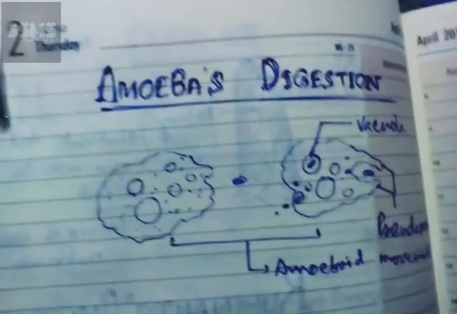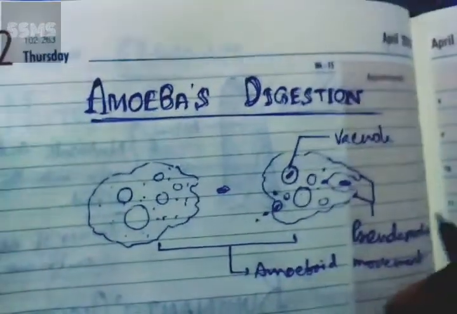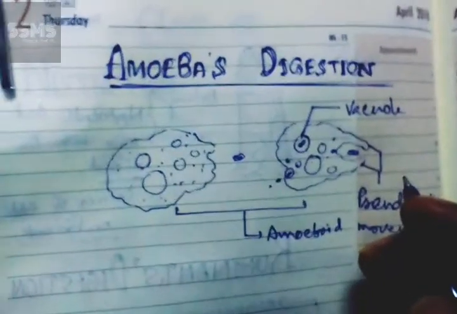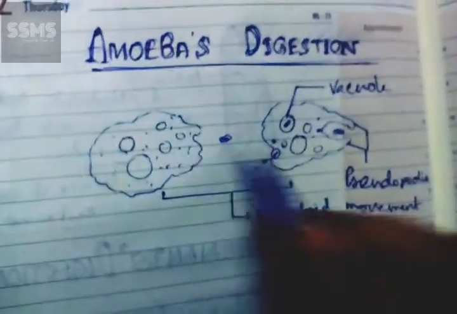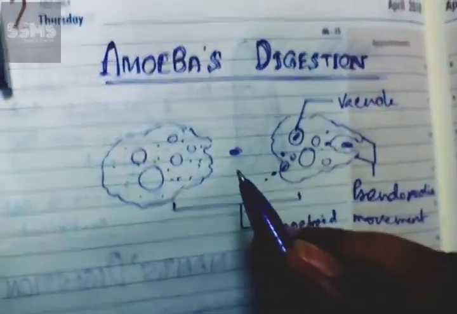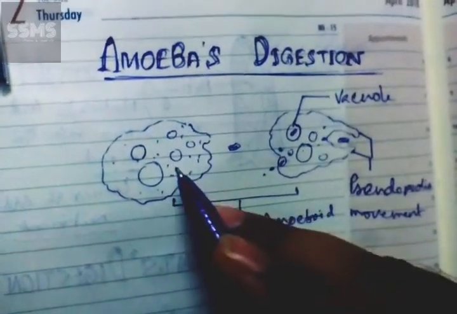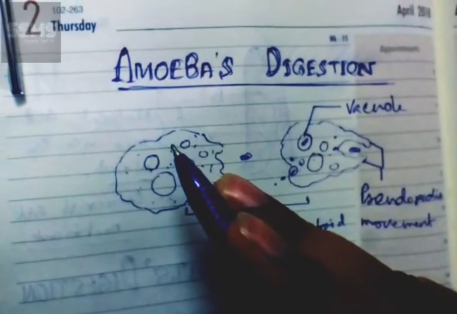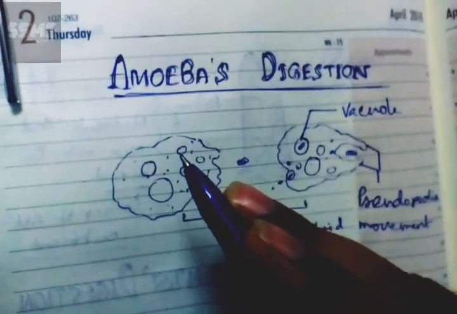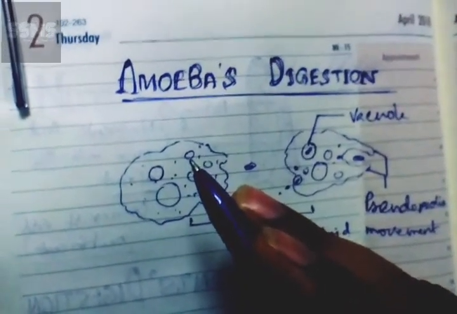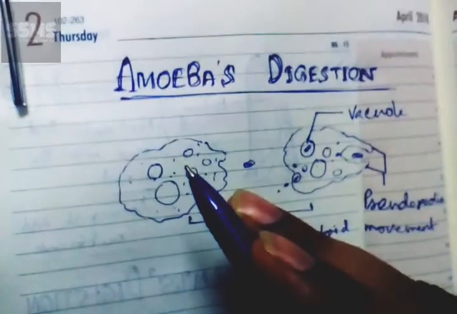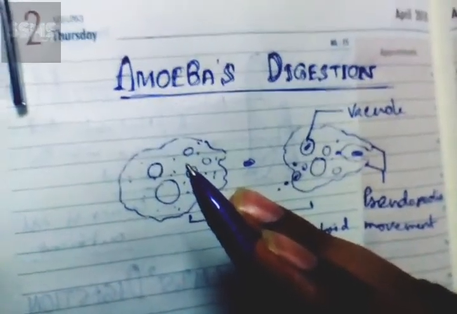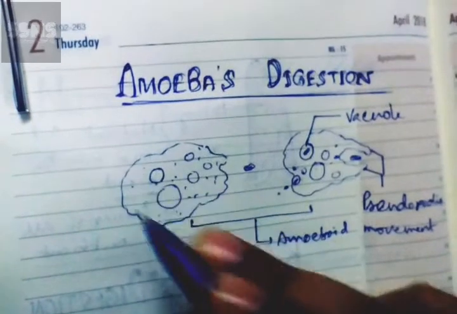The last topic of this chapter is the amoeba's digestion process. Amoeba. What is amoeba? You have already read this name. Amoeba is a unicellular microscopic living organism, and unicellular, we have already told, means one cell is present in their body. As we know, in our body, in plants, in other animals or insects, there are millions of cells, but this has only one cell.